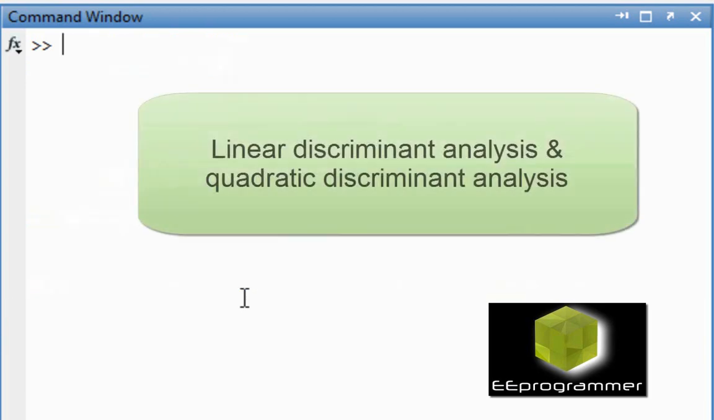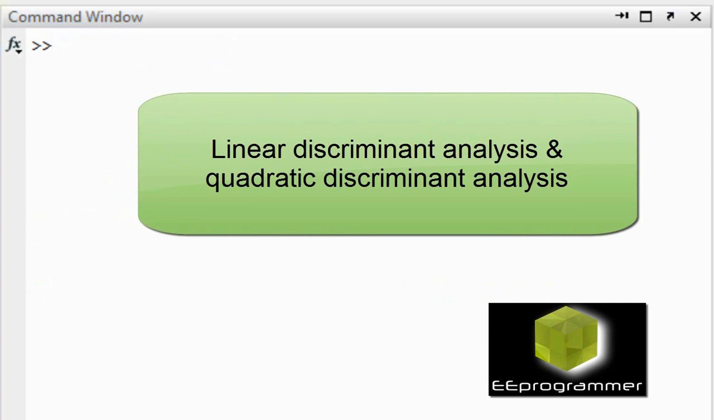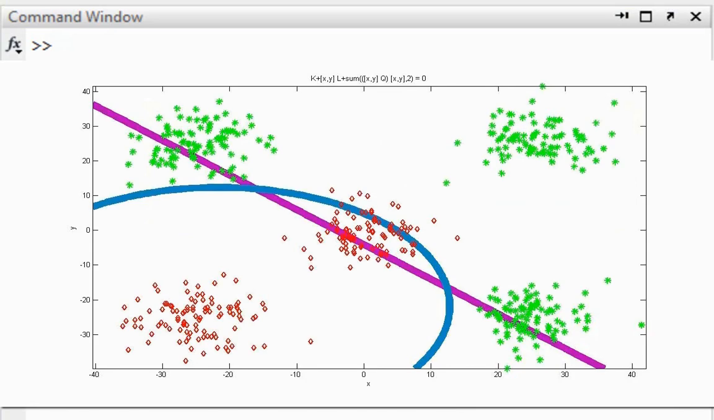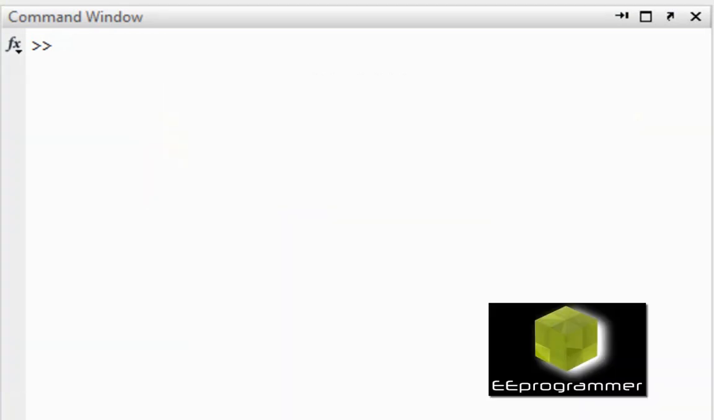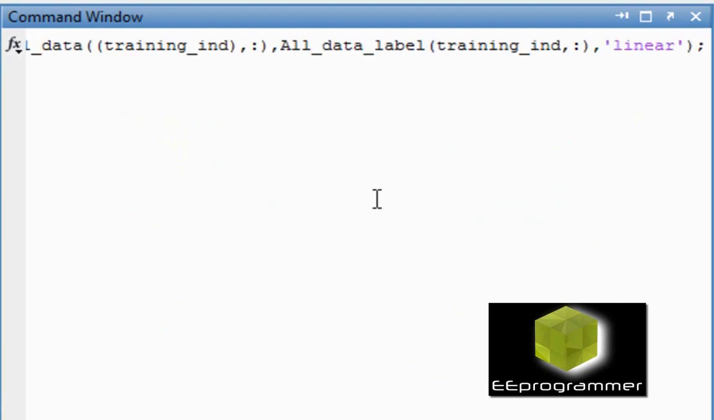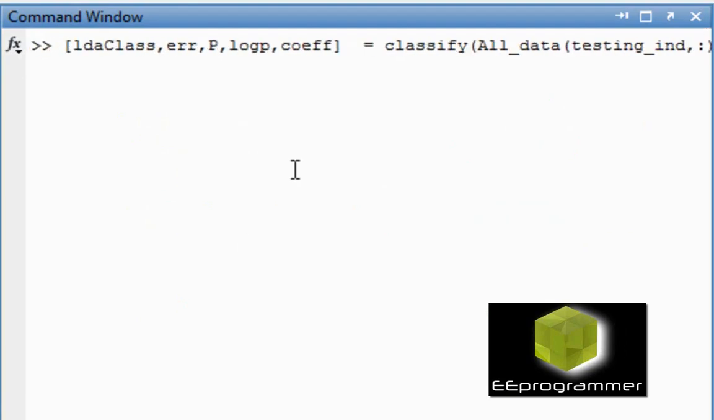Okay, so there are two different types of discriminant analysis in this video. One is linear, the other one is quadratic. That is what you will see at the end. Now let's see how we are going to make those graphs. Okay, this in here is the syntax. We use the function called classify.